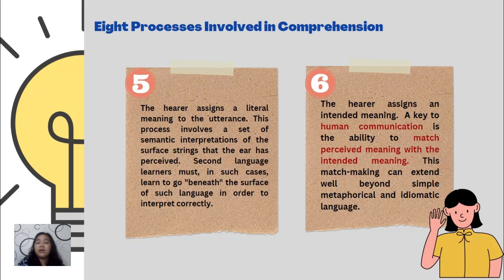So you answer, it's quarter to nine. So second language learners must, in such cases, learn to go beneath the surface of such language in order to interpret correctly. And therefore, process number five means that listening comprehension of the context and meaning of the sentence varies upon the time and place the speech was delivered.